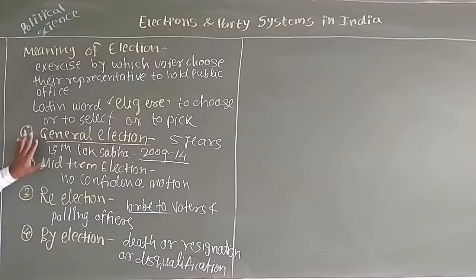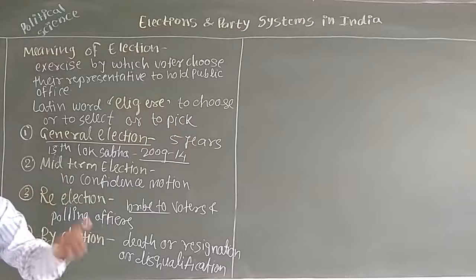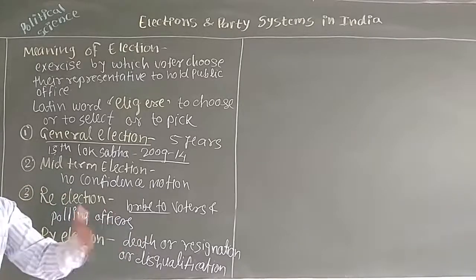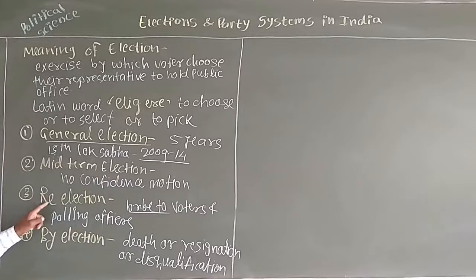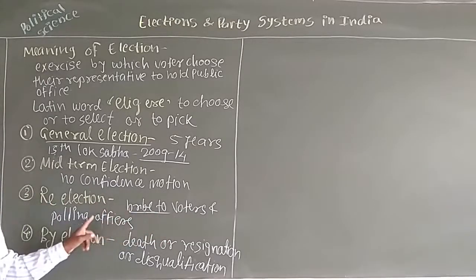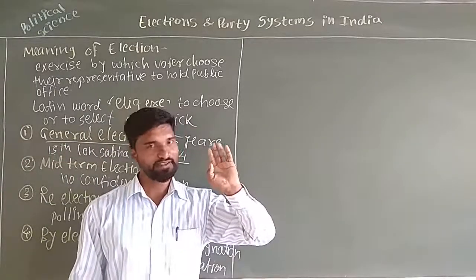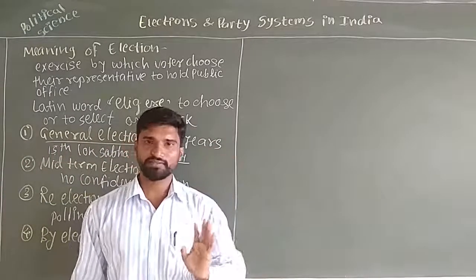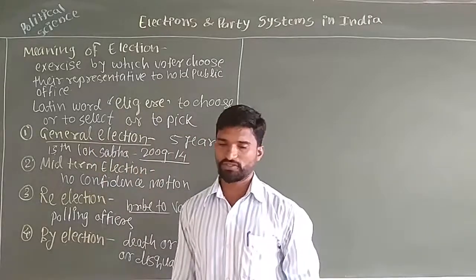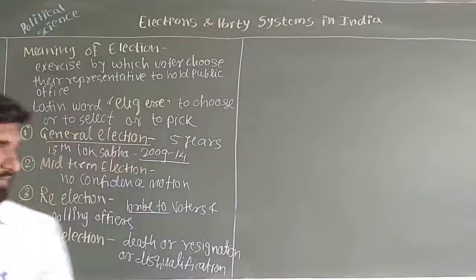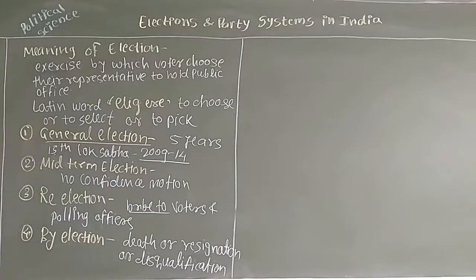Okay. So these are the four types of election: general election after every 5 years, midterm election when the government collapses in between without completing its term, re-election in a particular constituency when bribes are given to voters or polling officers, and by-election when the person said bye-bye, by death or when he resigns. So that is called a by-election. Okay, so this is about the different types of election.